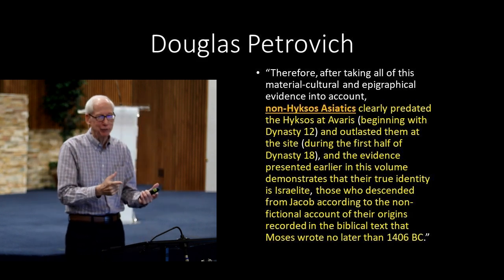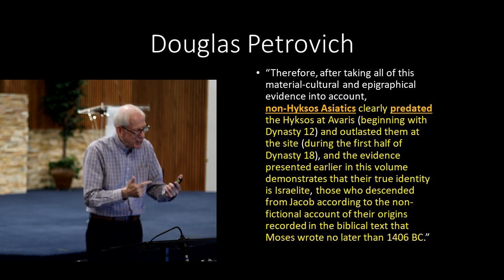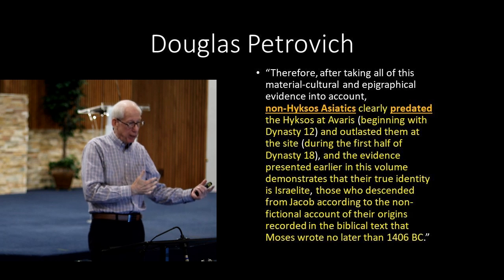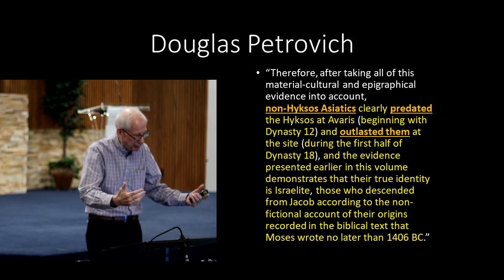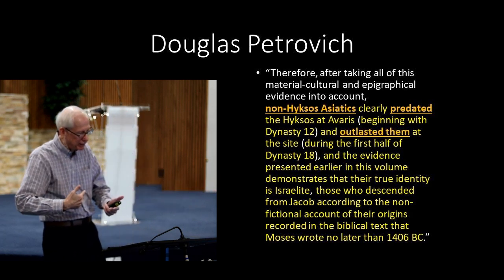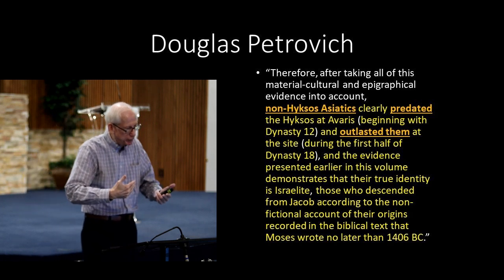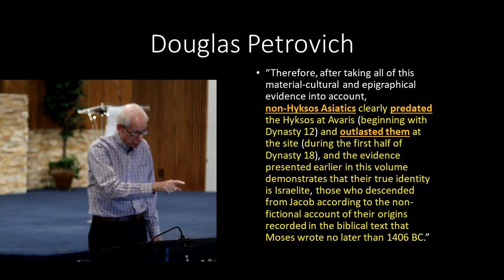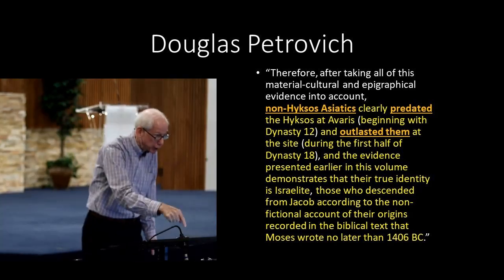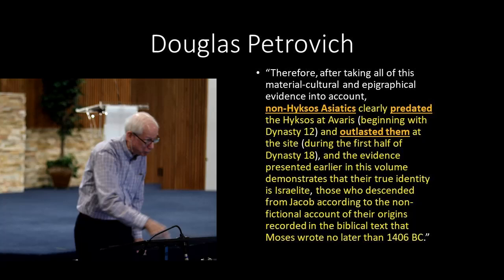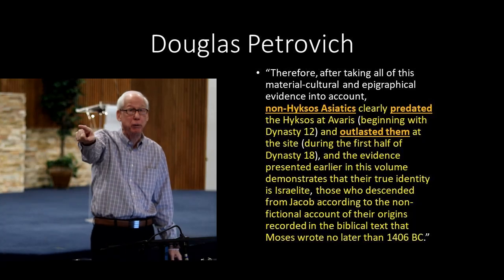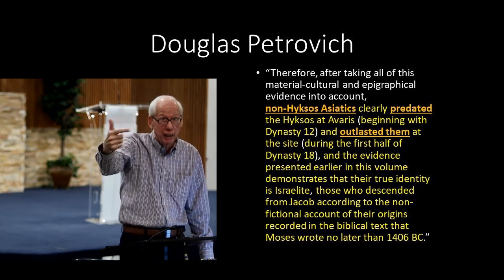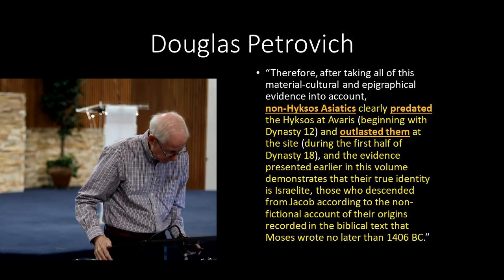non-Hyksos Asiatics clearly predated the Hyksos at Avaris, beginning with Dynasty 12, and outlasted them at the site during the first half of Dynasty 18. And the evidence presented earlier in this volume demonstrates that their true identity is Israelite, those who descended from Jacob according to the non-fictional account of their origins recorded in the biblical text that Moses wrote no later than 1406 BC. I like Petrovich. You see, but that's how he sees it, and that's how he's reading what is going on.